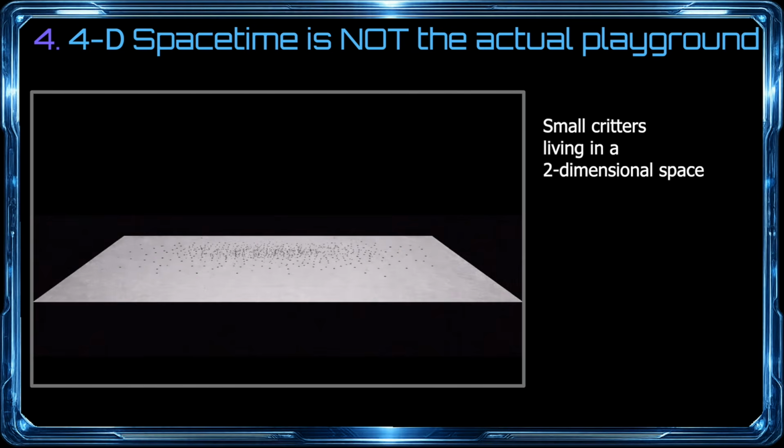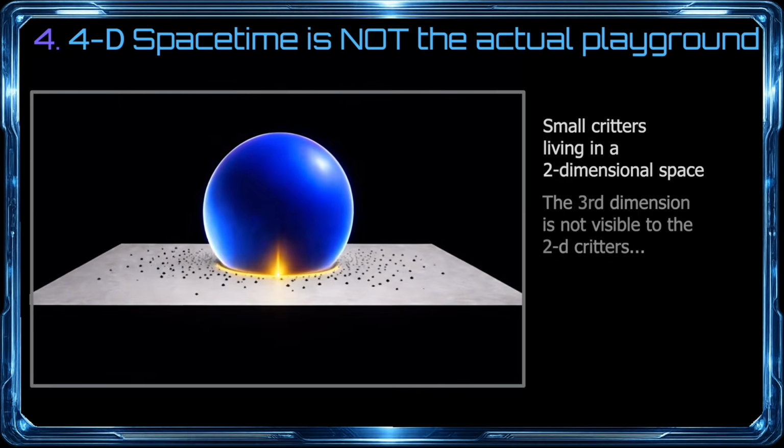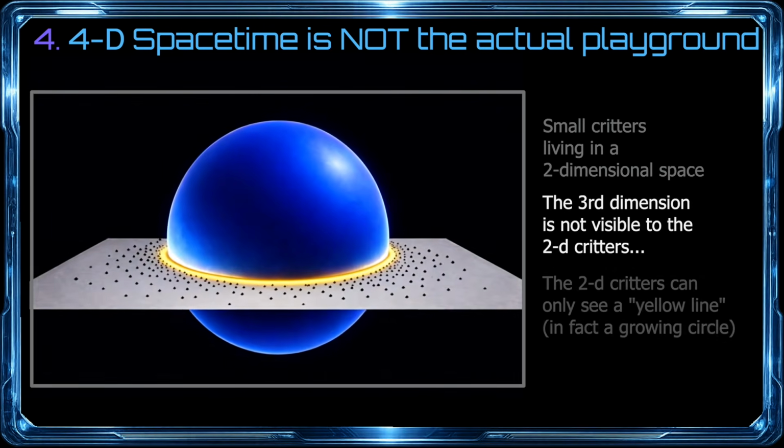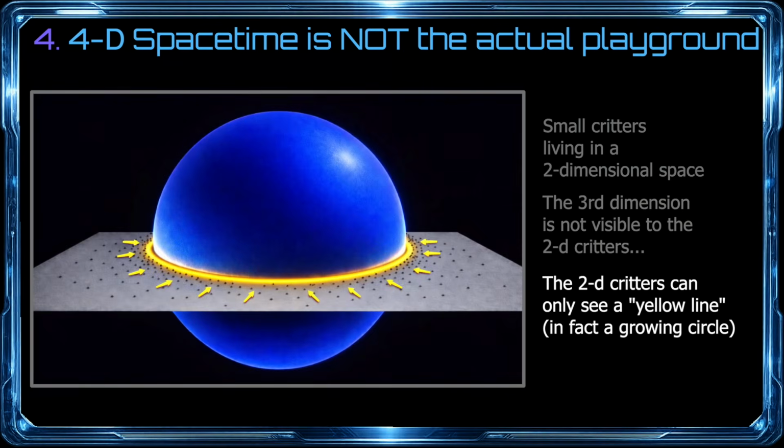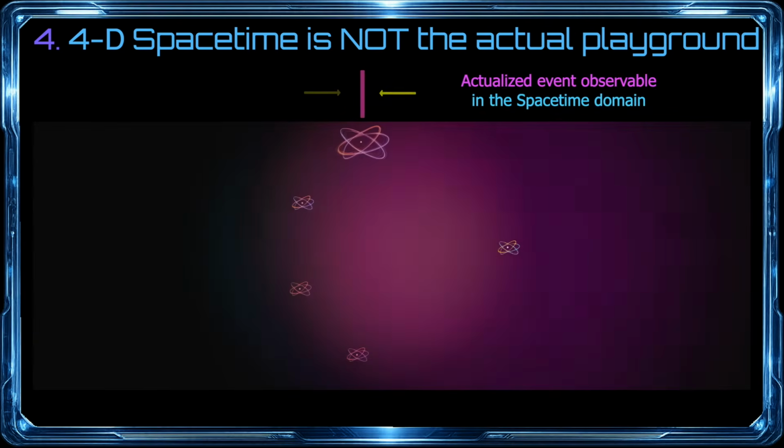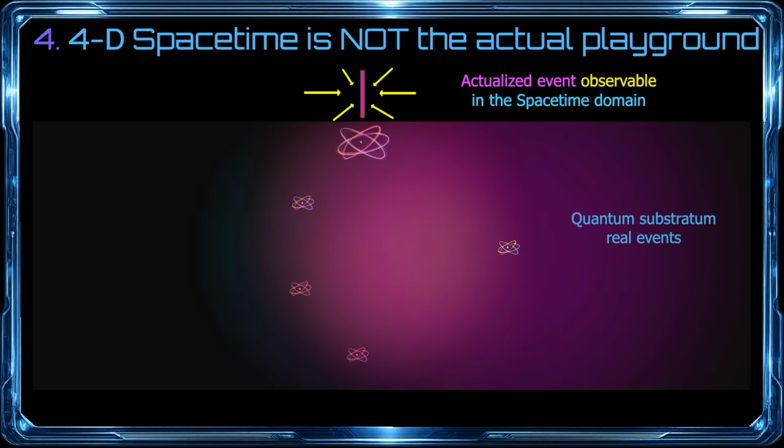All they could see is what happens in this plane. But say that a three-dimensional sphere passes through the plane they live in. All they would see would be the intersecting line of the 3D sphere with their 2D space, and they could derive that it is a circle. And similarly, that's how we perceive in our four-dimension space-time domain the results of the interactions fully occurring in the hidden dimensions of the quantum substratum.